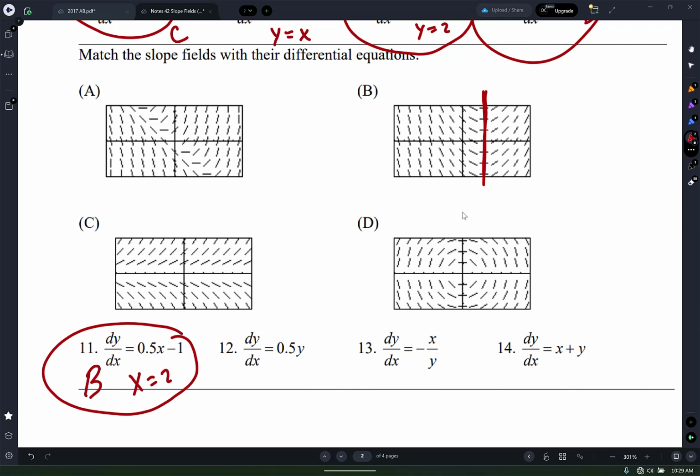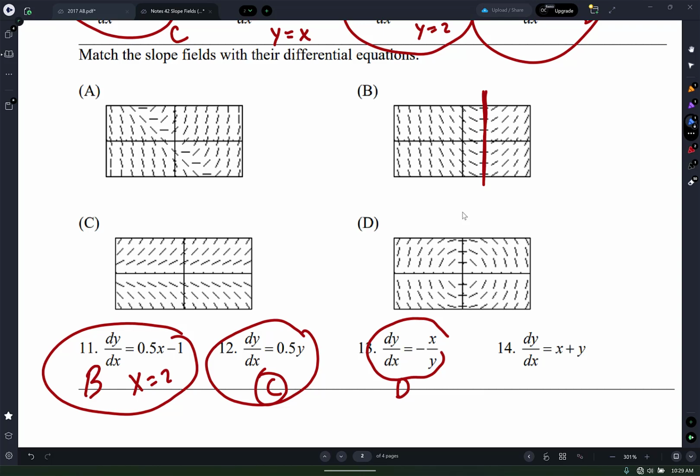What about 12? Yep, 12 is C because it's only affected by y and not x. So above the x-axis, my slopes are positive. Below the x-axis, my slopes are negative. Are you guys seeing that? What about 13? D.